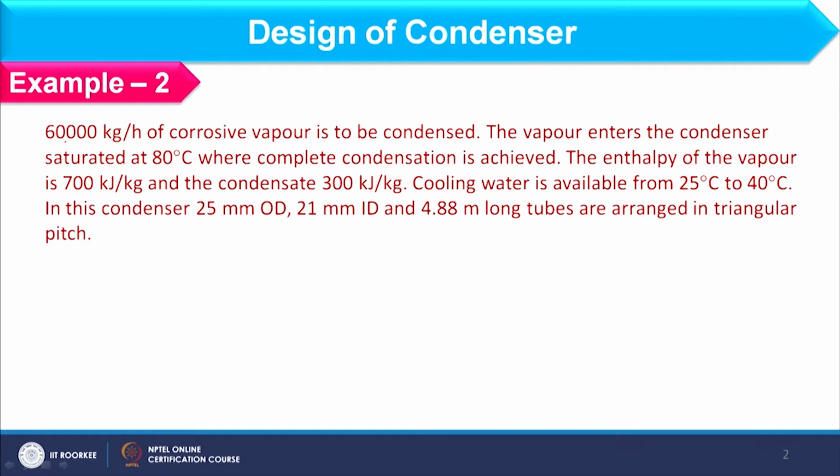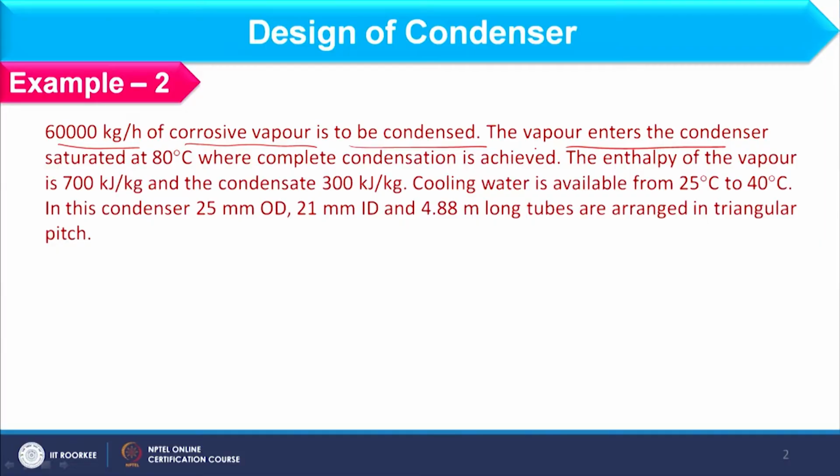Example 2 says that 60,000 kg per hour of corrosive vapor is to be condensed. You are given a hint here about where the condensation should be carried out. It is a corrosive vapor, which should be allocated to the tube side. So here I am having tube side condensation, right? Further, vapor enters the condenser at saturated condition at 80 degrees Celsius, where complete condensation is achieved.